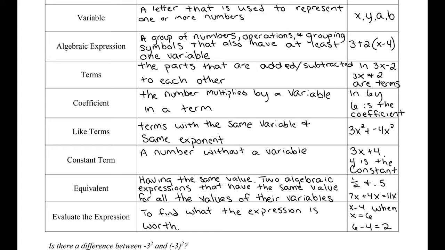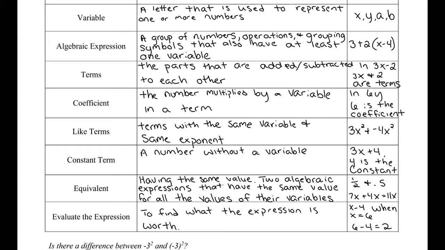The next is an algebraic expression. It is similar to a numerical expression from the previous page. It is a group of numbers, operations, and grouping symbols, and here's the difference, that also have at least one variable. So in this case, there's a variable X, but as you saw from above, we could also use Y, A, or B.